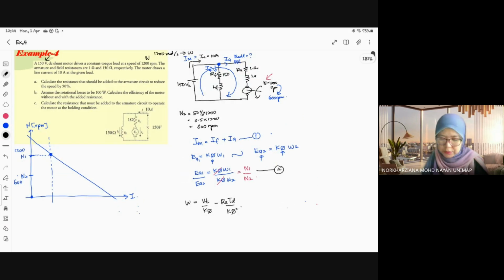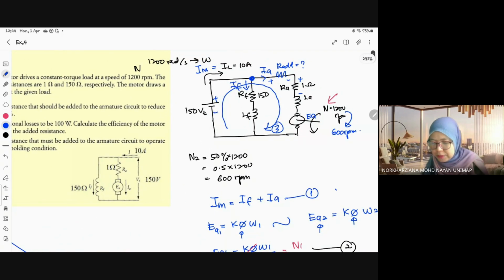Oh, I forgot about the loop. This one. Kita pergi loop number 3 first. Okay. This one, you have this EA, right? EA1, EA2. So from this EA, we can expand the equation from where? From this loop. Loop 3, okay. Negative, positive, positive, negative, positive, negative. This is your EA. Sampai sikit, okay, nampak.